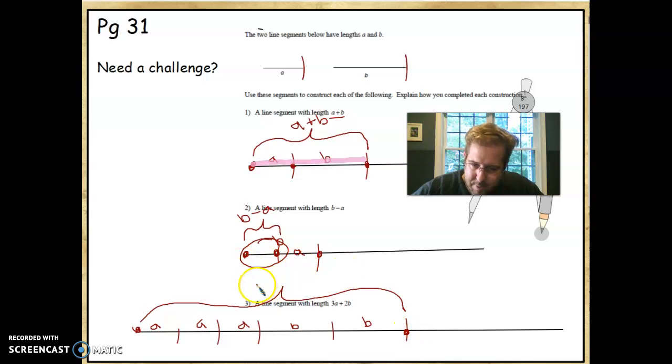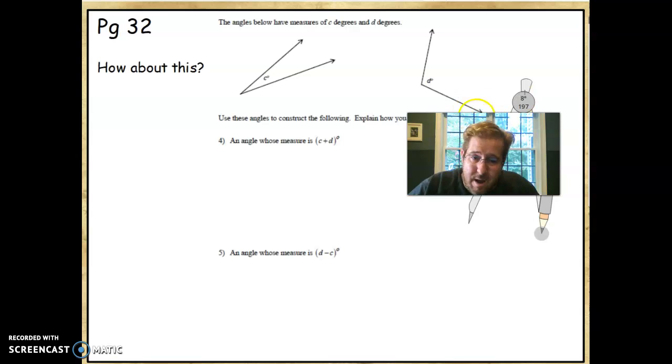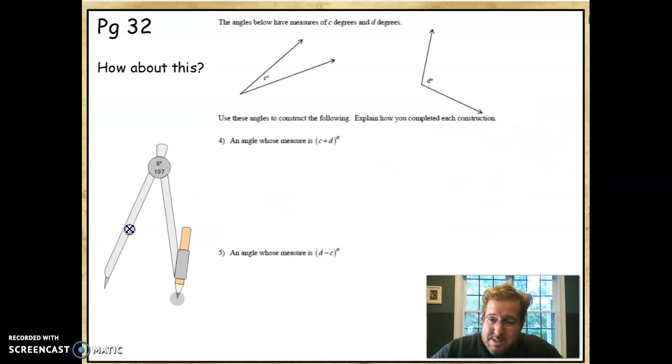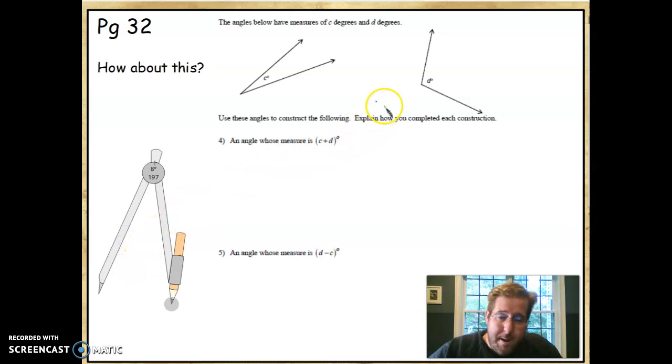That entire length is 3A plus 2B. So there's the length of 3A's and 2B's all side by side of each other. All right, now the last page I want to do here is kind of the same thing we just did, only it's doing it with angles.